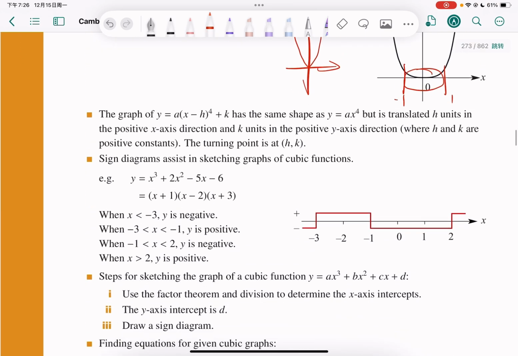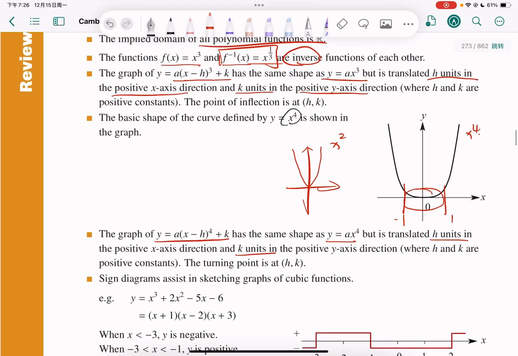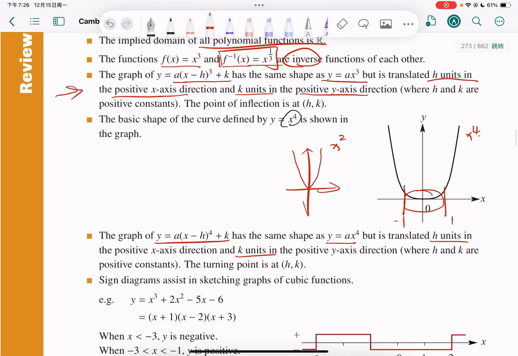The graph of this one has the same shape as y equal to ax to the power of 4, and also with the same translation of h and k, same as we talked about earlier, and the turning point is h and k. So in this case, we have a turning point of 0 and 0, which is actually a stationary point, a local minimum. And in a general form like this, we will have a turning point h, k.